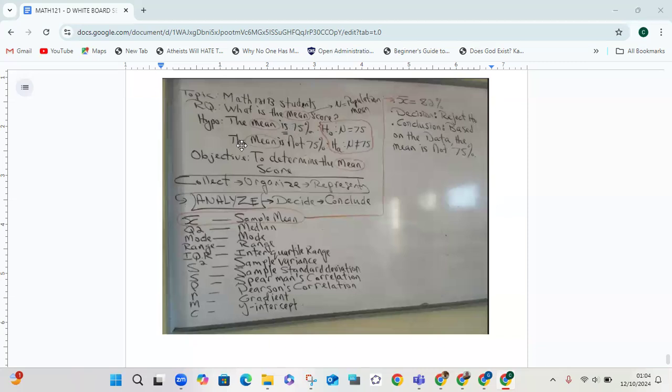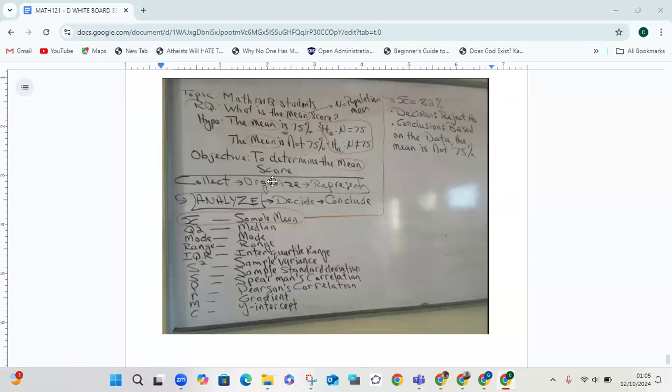Now the alternative will refute this. It's like two persons debating. One said that the mean is 75%. The alternative says the mean is not 75%. And here, these two statements are translated in symbolic form. The population mean is equal to 75, that's the null hypothesis. And the alternative hypothesis is saying that the mean is not equal to 75%. So the objective is to determine the mean score.